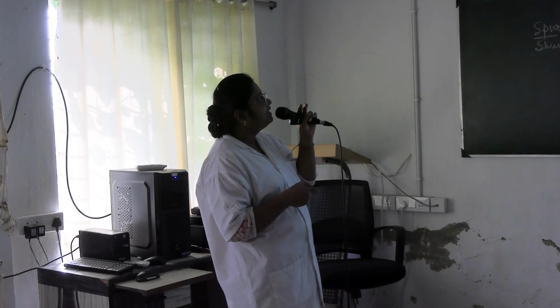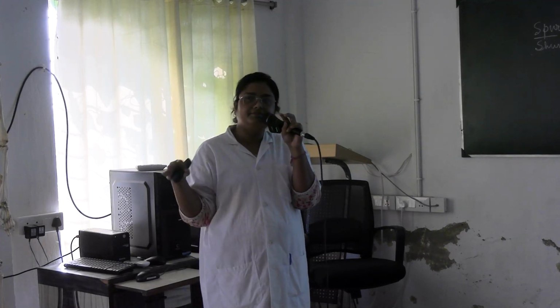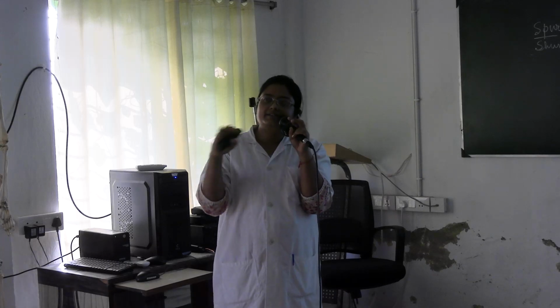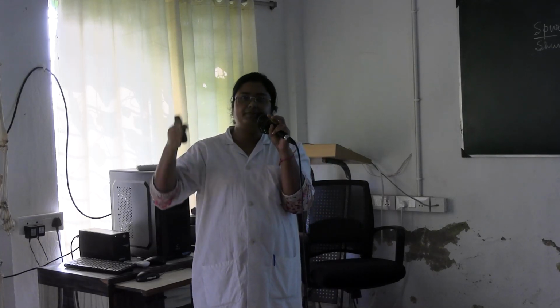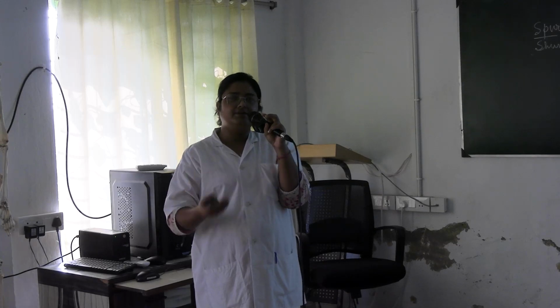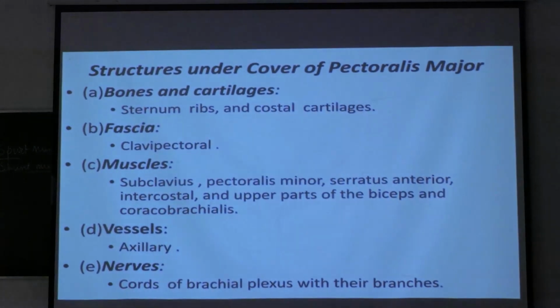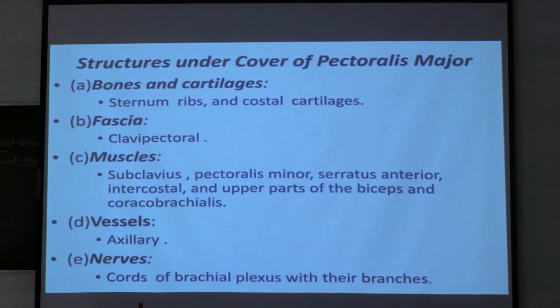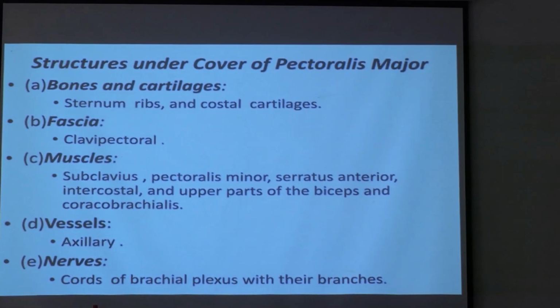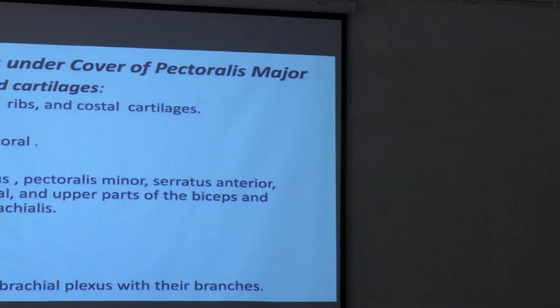Okay, now structures under cover of the pectoralis major. After reflecting, we have cut the clavicular head and some part of the sternocostal head of the pectoralis major, and we have reflected it laterally and downward. Okay, so what structures are we getting here? Bones and cartilages. This sometimes can come as a short note. Structures under cover of the pectoralis major. This is important for your theory question.